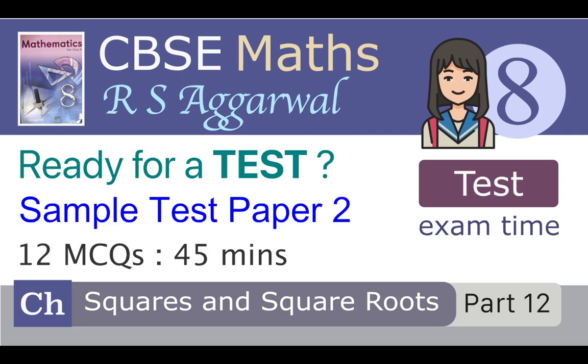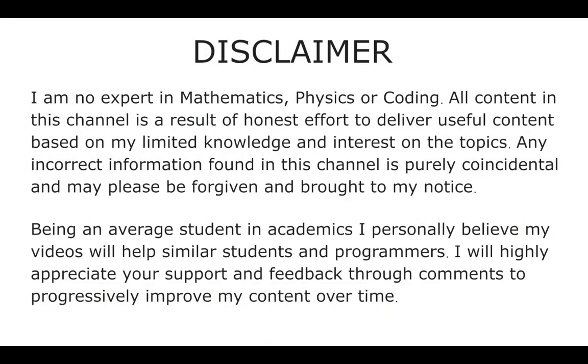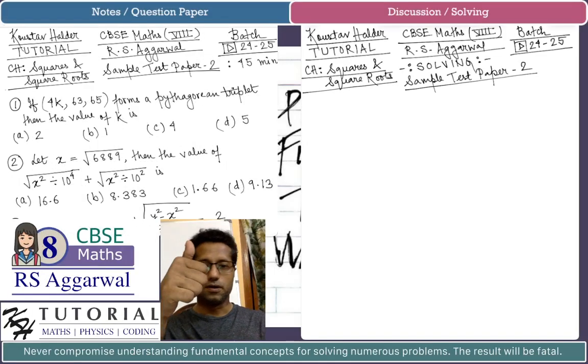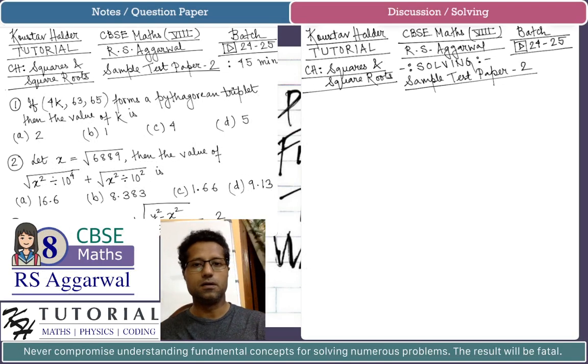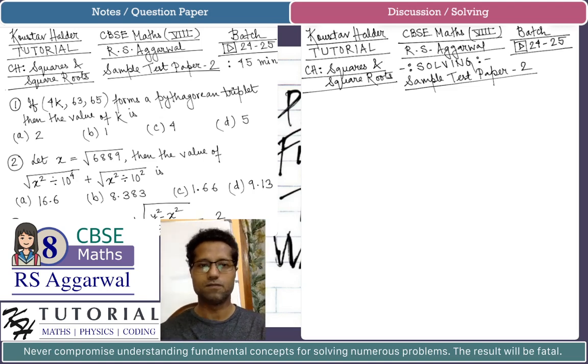So let's start solving the sample test paper number 2. Okay, so I have the sample test paper number 2 on the left hand side. I hope it's visible. You can see the question paper properly. And on the right hand side, I will solve the problems.